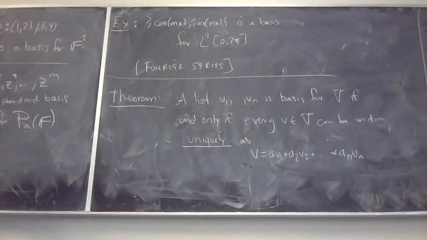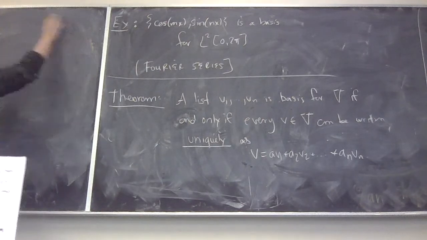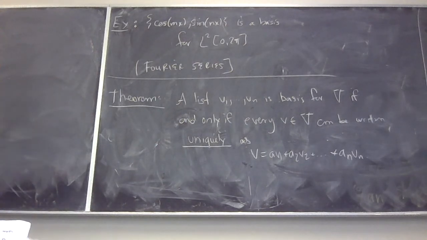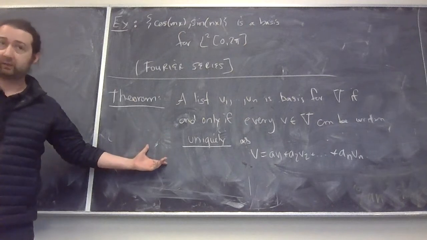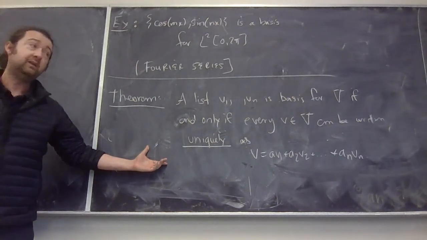This is the whole point of a basis, to give us unique ways of writing vectors in a vector space. It seems slightly trivial, because we already know that V equals the span. Well, you say it's trivial in the sense that this is a natural place where we arrive when we glue span and linear independence together. We're gluing spanning sets and linear independence together.